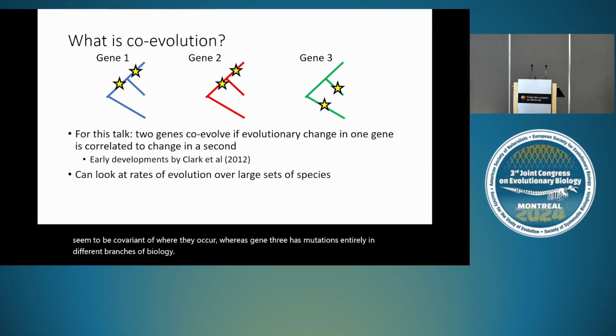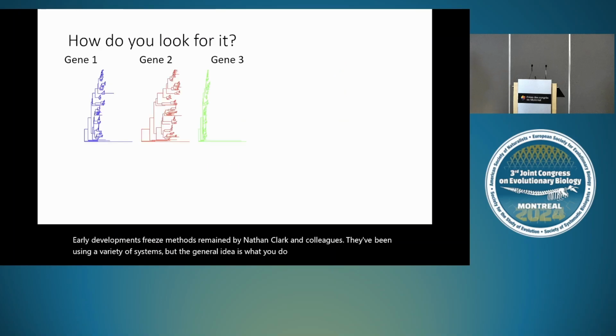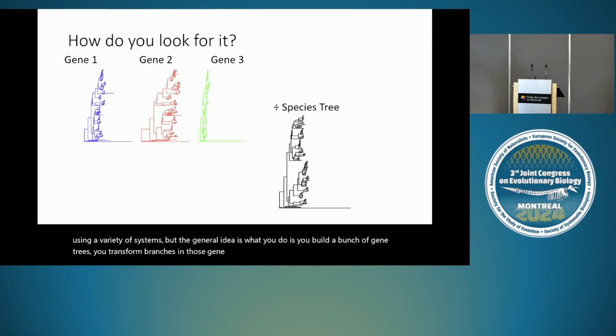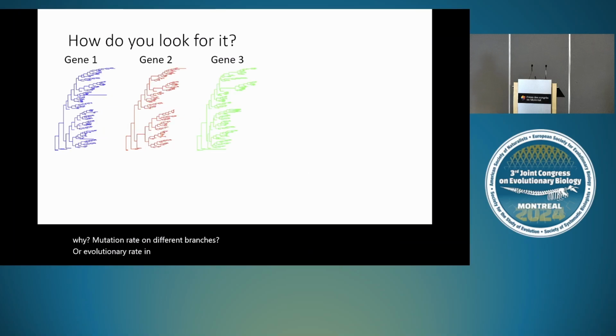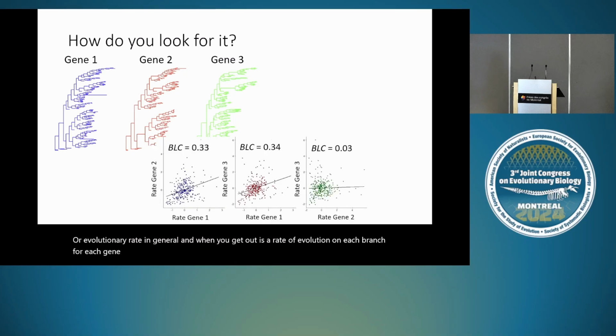Early developments for these methods were made by Nathan Clark and colleagues. They've been used in a variety of systems, but the general idea is that you build a bunch of gene trees. You transform branches in those gene trees by dividing their lengths by the total species tree. This helps account for things like demographic changes or changes in genome-wide mutation rate on different branches, or evolutionary rate in general. And what you get out is a rate of evolution on each branch for each gene, and you just correlate them. So in this case, gene 1 and gene 2 have high correlations between each other, so do gene 1 and gene 3, but gene 2 and gene 3 don't.